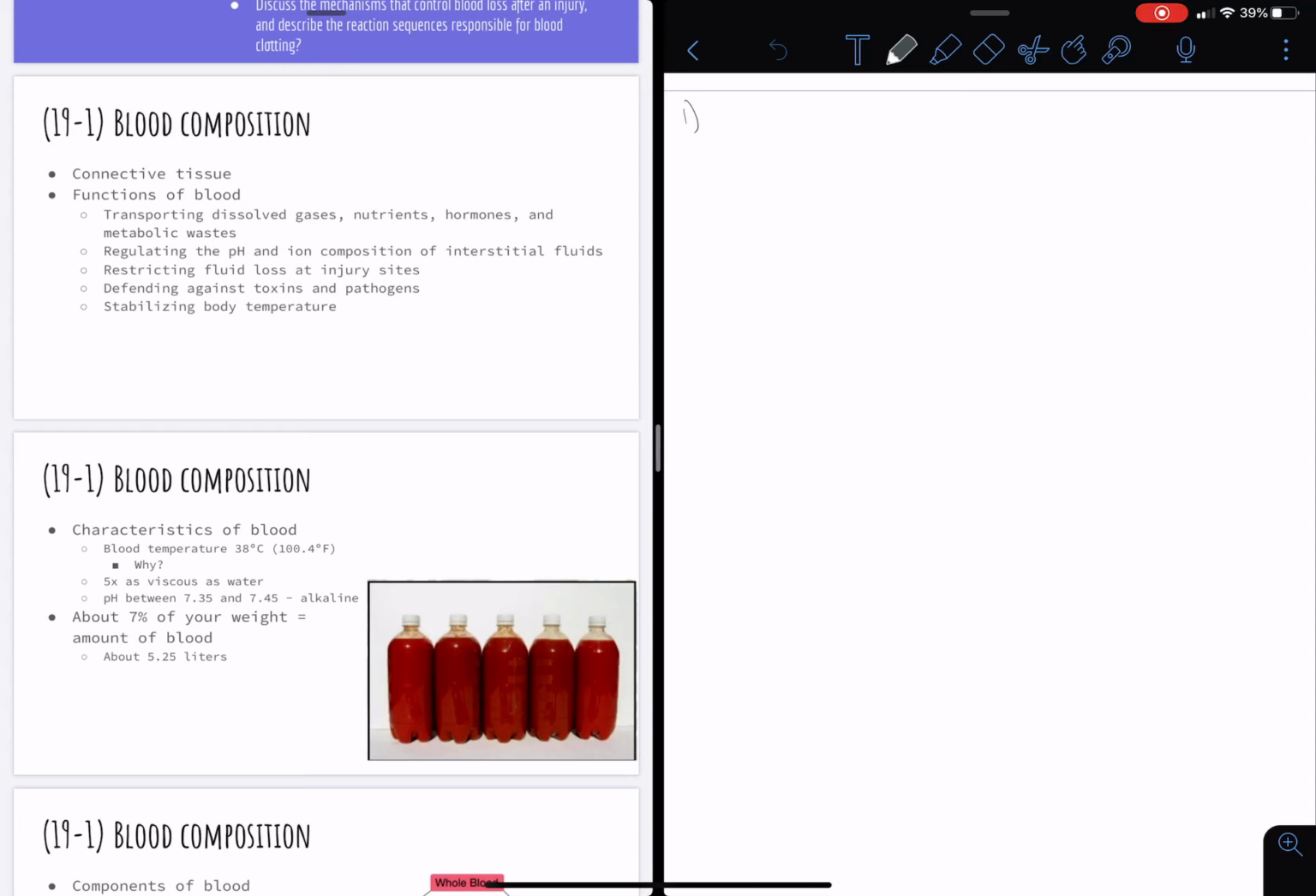Blood is also responsible for defending against toxins and pathogens, and we'll talk a lot more about this in detail in chapter 22 whenever we talk about the lymphatic system and the immunity that we carry as humans. And last but not least, it's stabilizing body temperature as well.